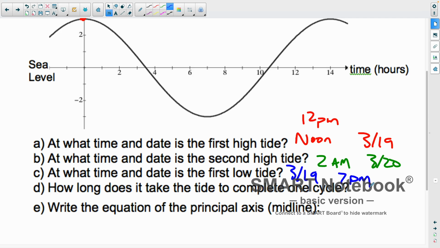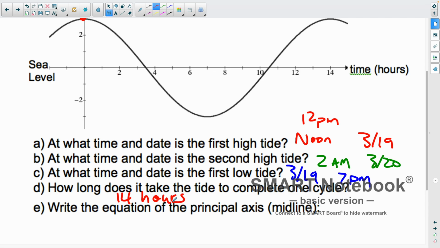Could we now answer part D? Yes. It says, how long does it take the tide to complete one cycle? 14 hours. And then how do we get that? From 12 noon all the way to 2 a.m. So that high tide to high tide takes 14 hours.